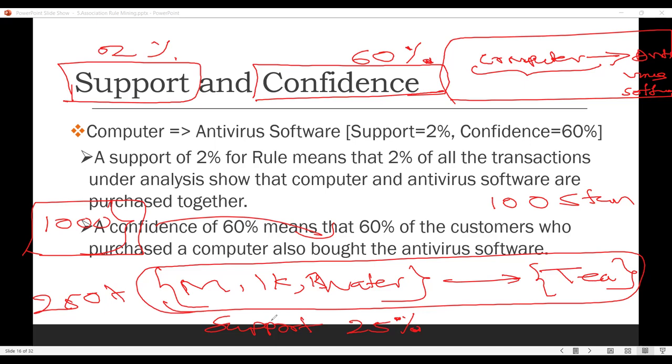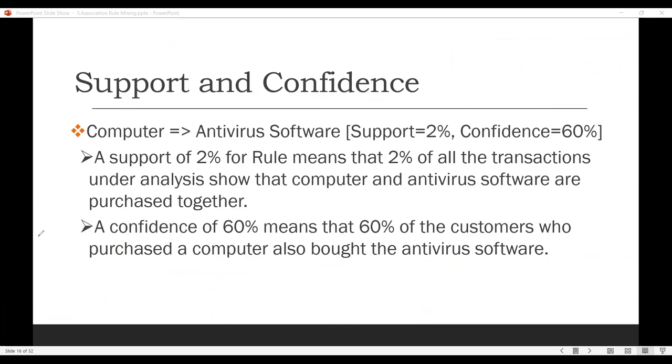Those 250 transactions mandatorily need to include these 3 products, milk, water, and tea. Maybe they are purchasing some other products, but we don't consider that. For this rule, we consider that they need to purchase these 3 products in the 250 transactions. That is what we call support, right? Confidence is totally different. Confidence deals only with a particular association rule, whereas support deals with the entire set of transactions. So the percentage of all the transactions that deal with that particular set of items in the association rule, that is what we call support.